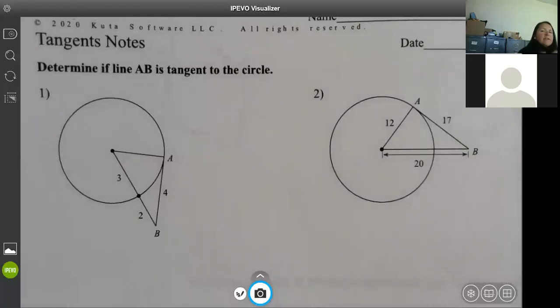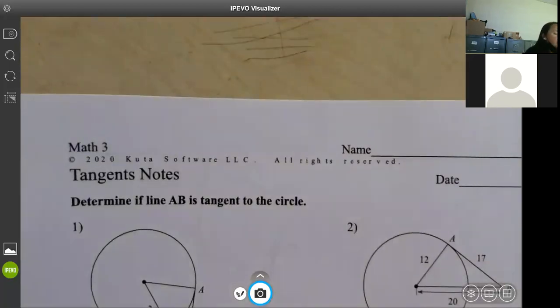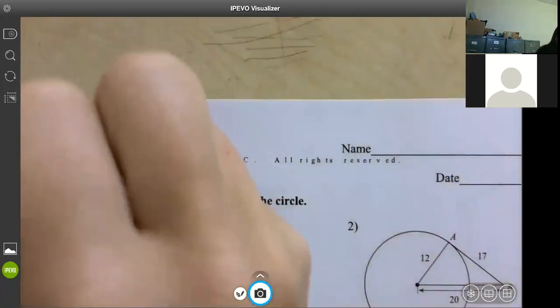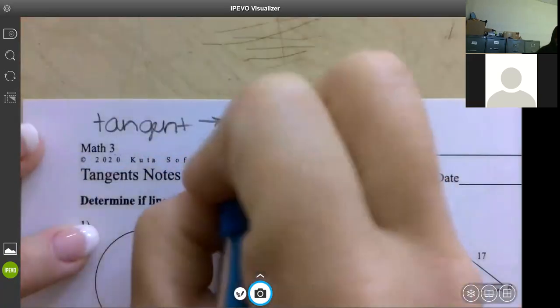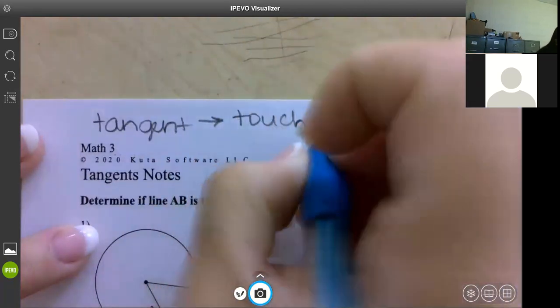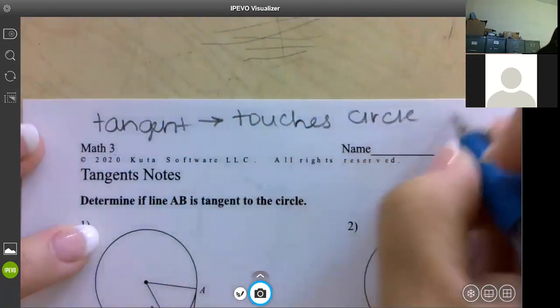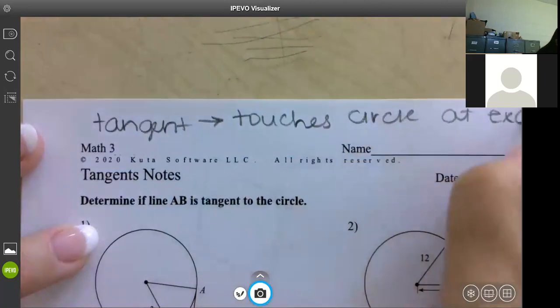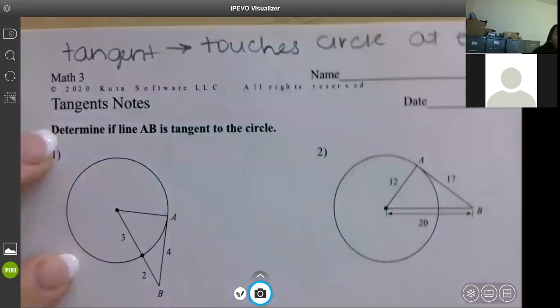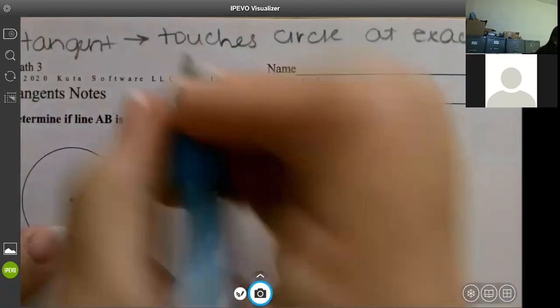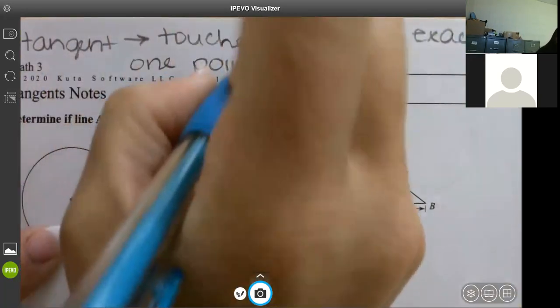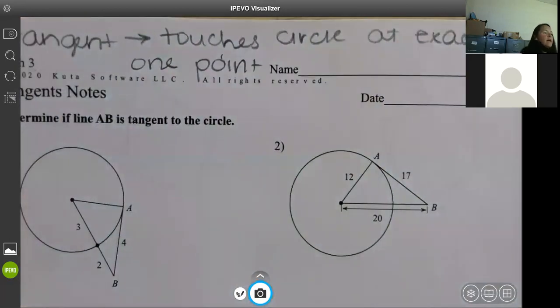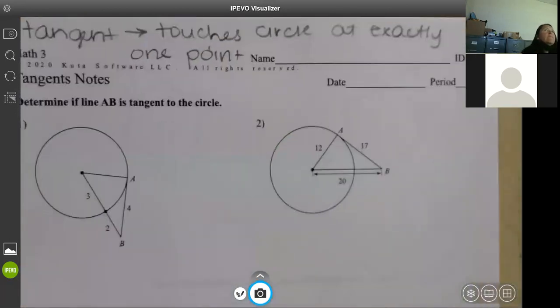So we're going to talk about tangents, and don't think tangents from math 2. We're going to talk about tangents on circles. And this particular tangent, this line only touches the circle at exactly 1 point. So it is outside of the circle and only touches at 1 point.